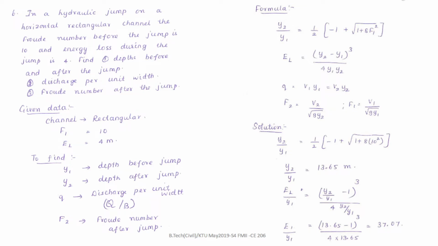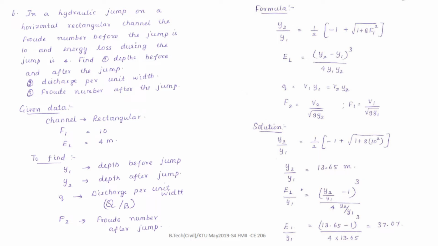Okay, now write down the given data. What is the channel? Channel is a rectangular channel. F1, it is the notation for before the jump. So F1 is equal to 10, and energy loss during the jump is equal to 4 meter. They have given, that is written. Perfect. And what we have to find? Depth before and after the jump. What is the notation? Y1 and Y2. Small q is the discharge per unit width and F2 is the Froude number after the jump. It's also written. We have written.